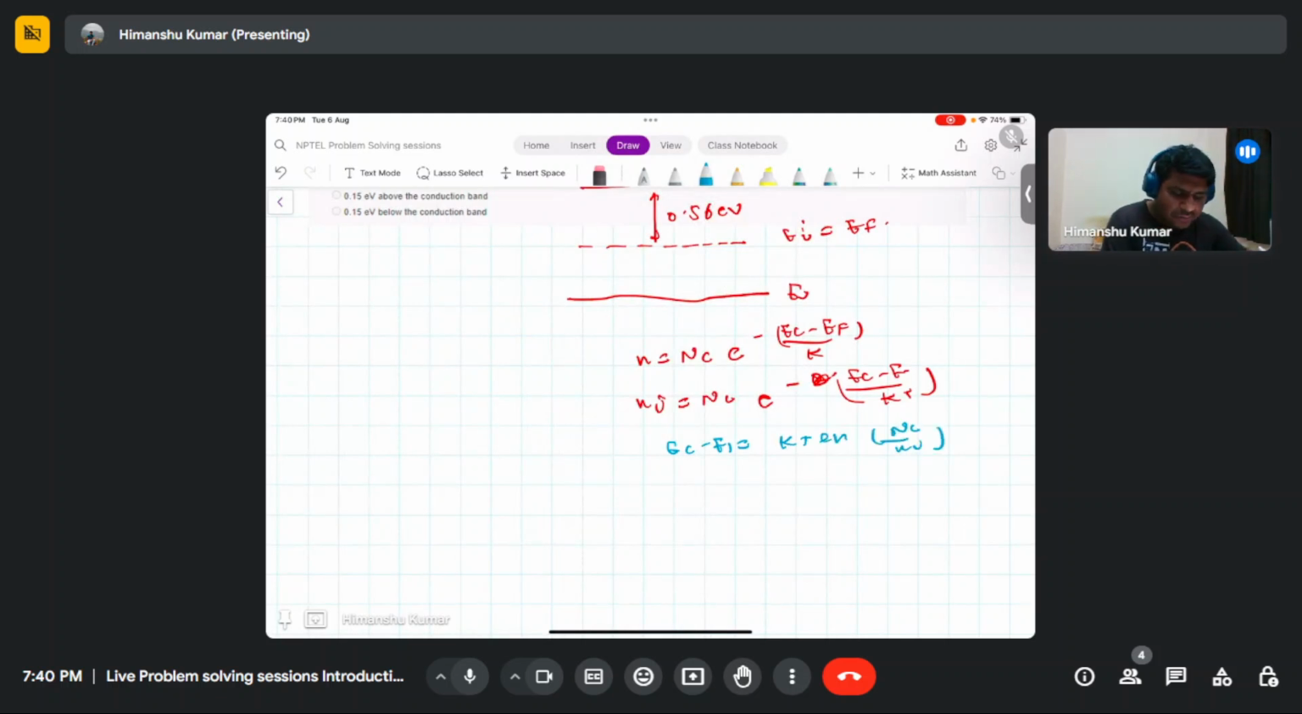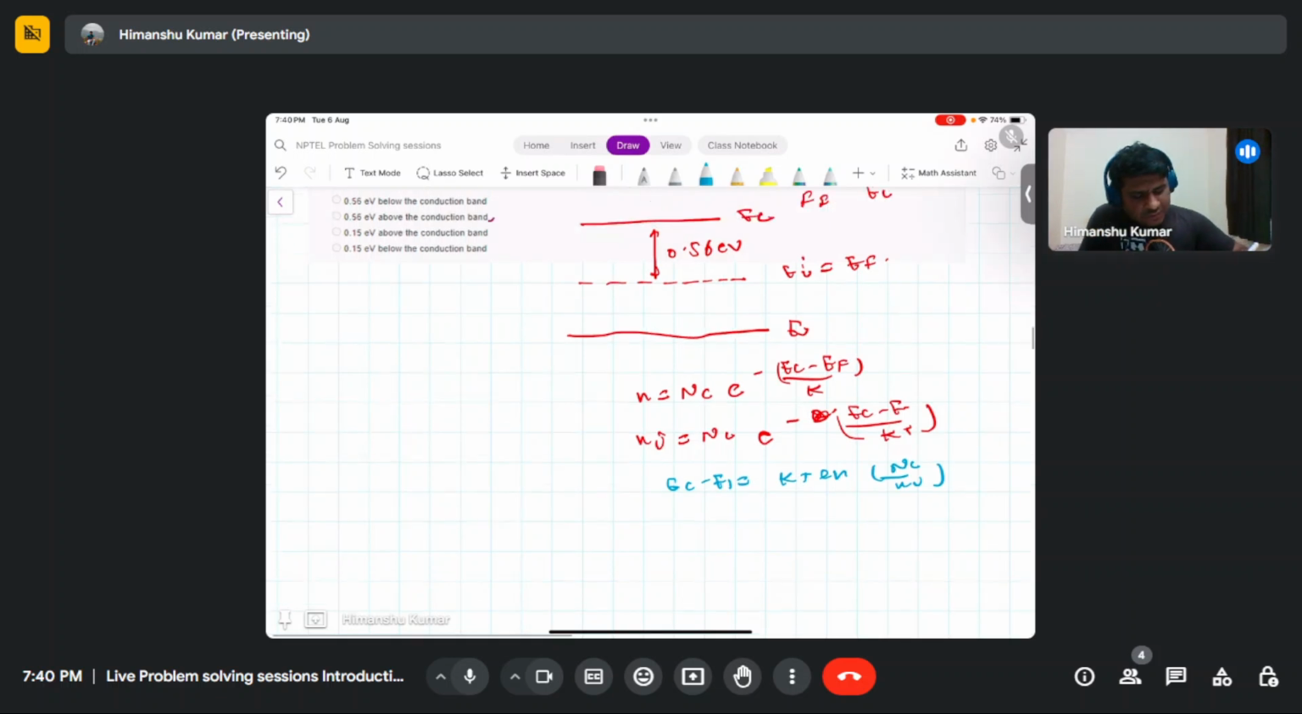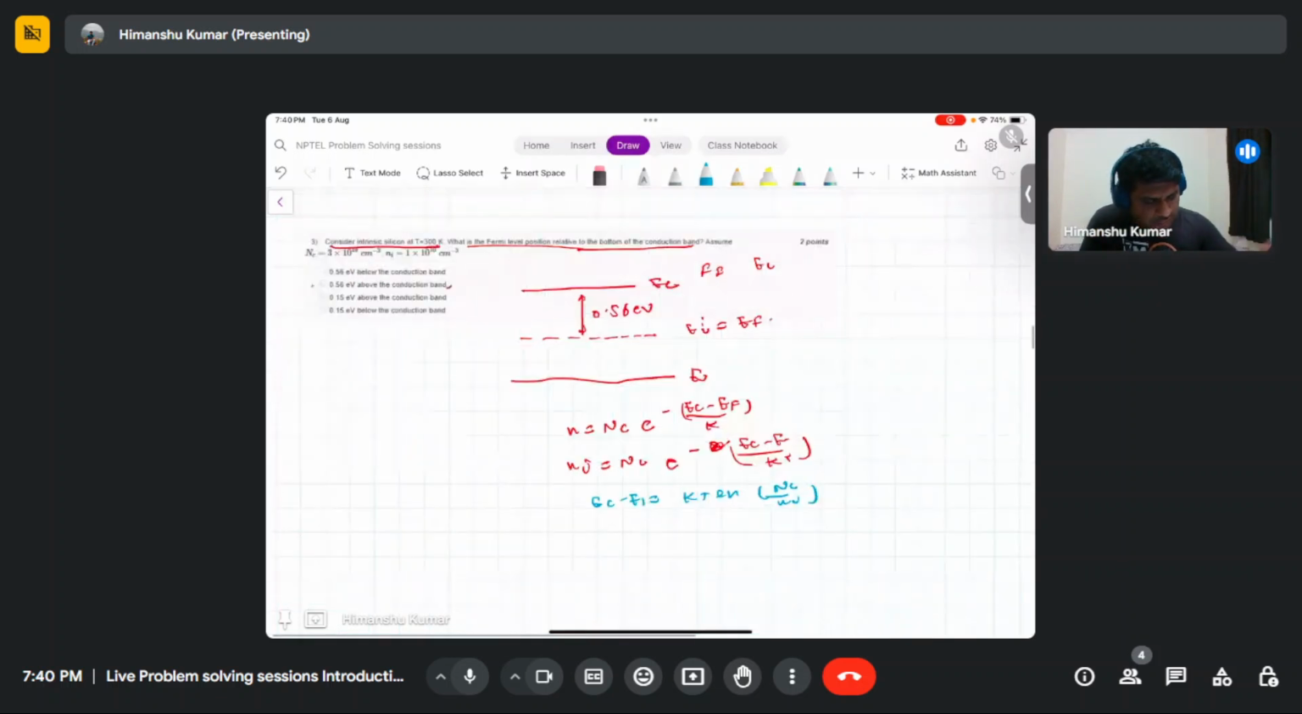So if you calculate by the number, you will reach that it is 0.56 below the conduction band. So the correct answer will be 0.56 electron volt below the conduction band. So the correct answer will be A.